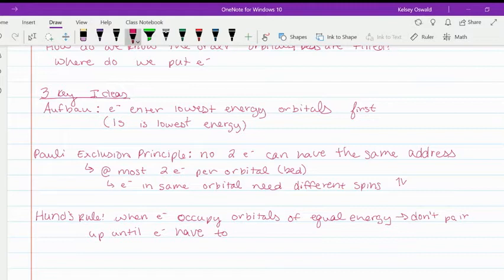So if you think about a bus, if you walk into a bus, you would probably choose to sit by yourself before sitting next to a stranger. It's the same thing with our electrons. When we're looking at equal energy, so we're just looking at 2p orbitals, let's say, they're each going to occupy their own orbital before they pair up with somebody.